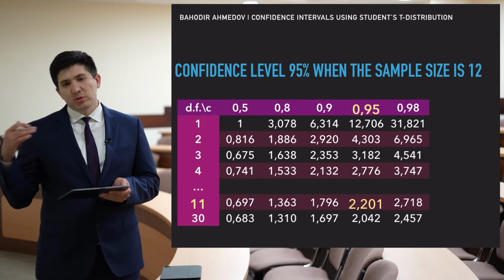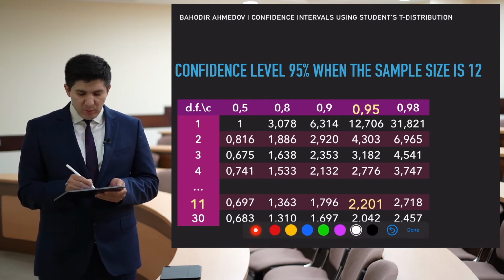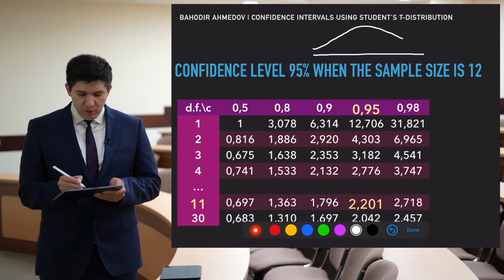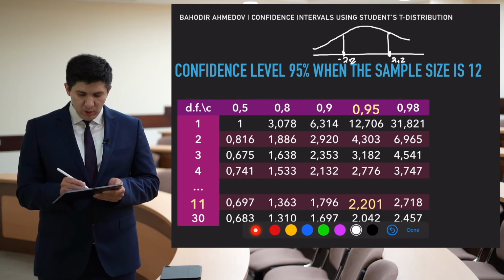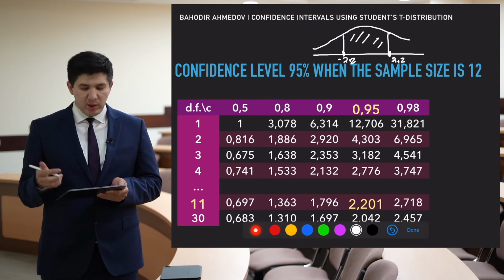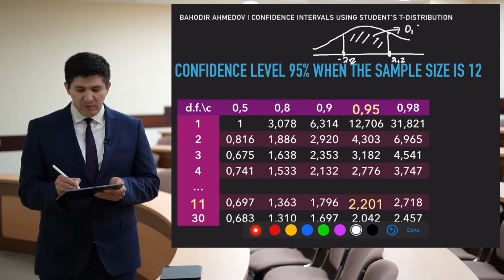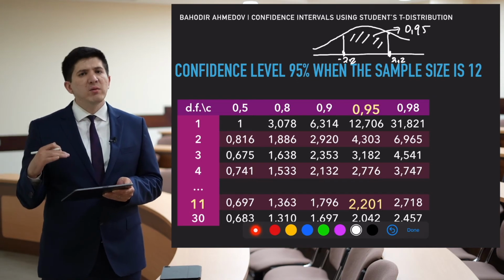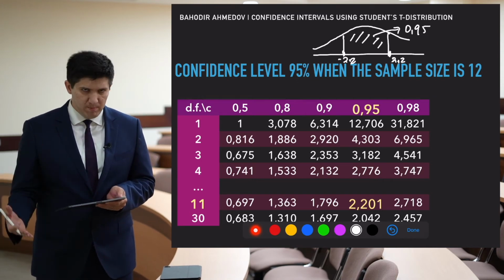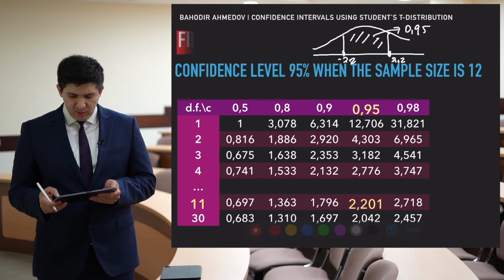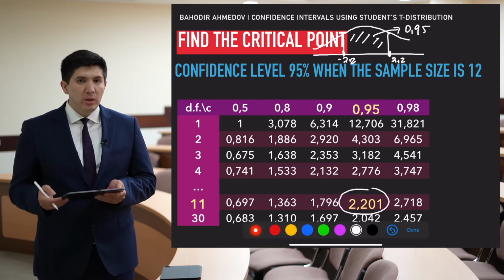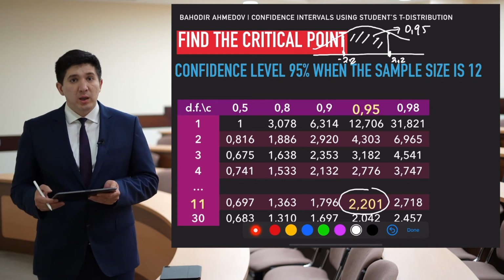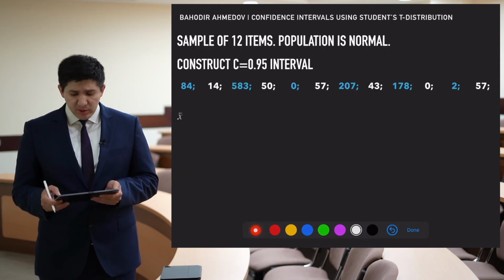Again, if you would draw the t-curve, this point here, 2.2, and minus 2.2, is going to contain this area, C, 0.95. So please note that the whole area under this curve is equal to 1. Well, this is how we're going to find the critical points. I would like to ask you to remember this point, 2.2, because we're going to use this in our next problem. So let's solve the problem.